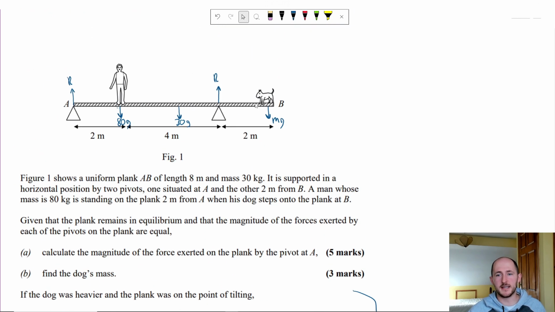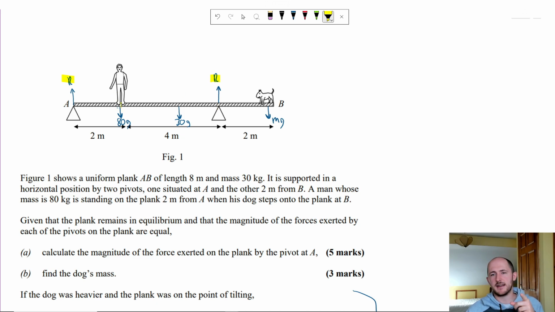Now we have to decide where we want to take moments from. We could take it from the man, we could take it from A, we could take it from this pivot here, we could take it from the dog, and actually anywhere in between. Now, we need to be very careful with this. We need to think. My question is asking me to work out R. So that means I don't really want to eliminate R, right? So I don't want to do it from point A or from here because I want R.